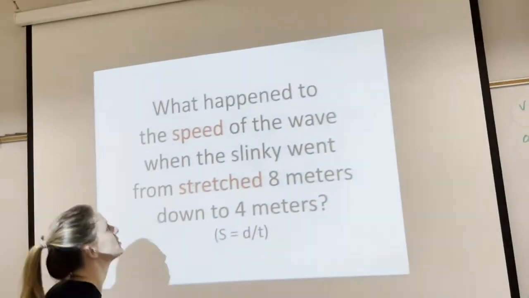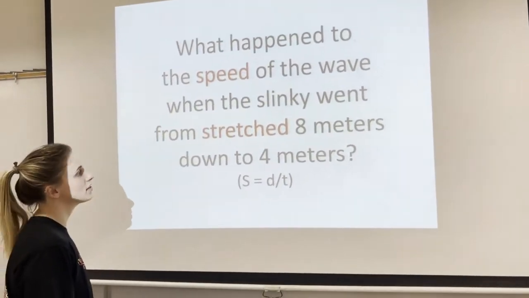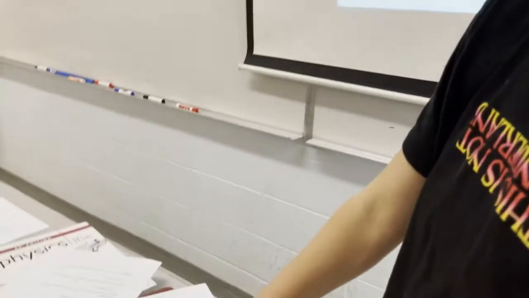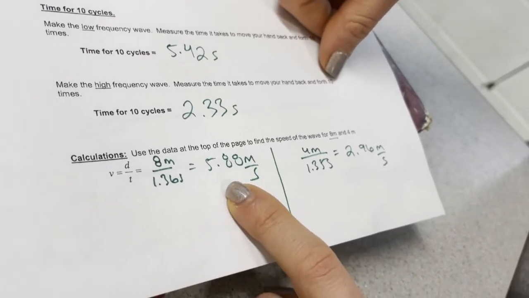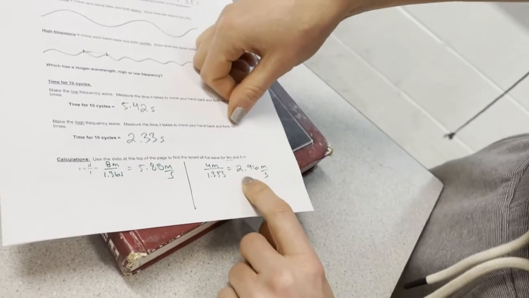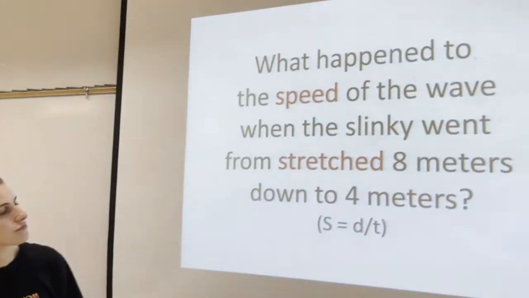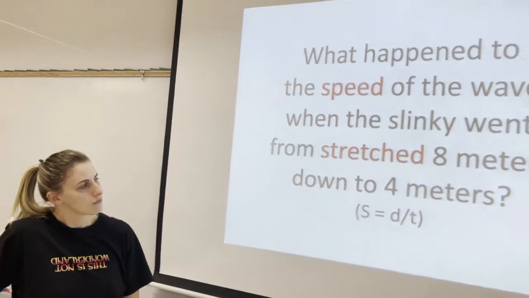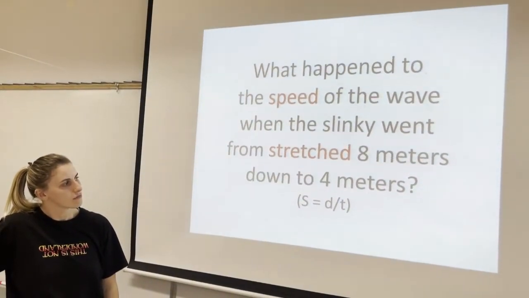What happens to the speed of the wave when the slinky went from stretched 8 meters down to 4 meters? I do actually have the answer key for this one. The speed went from 5.88 meters per second to about 6 to 3 basically, cut in half. And why would that be? What's the difference in the properties of the slinky when you've got it stretched out 8 meters compared to 4 meters?